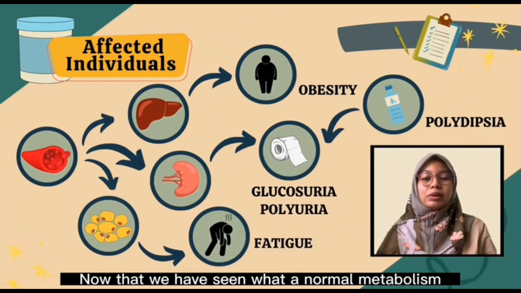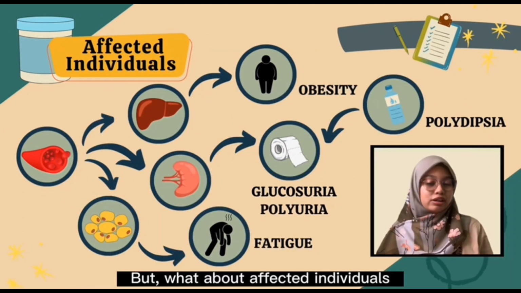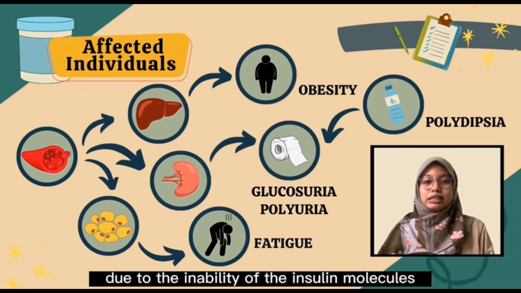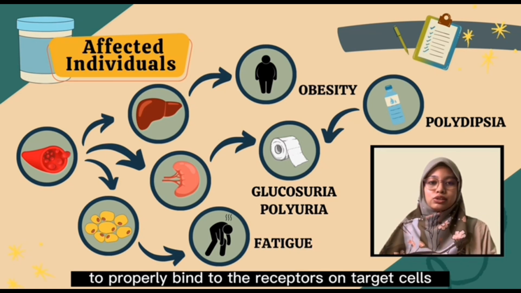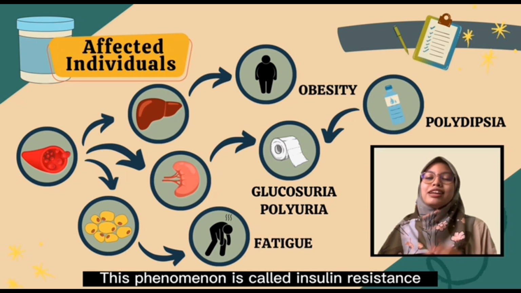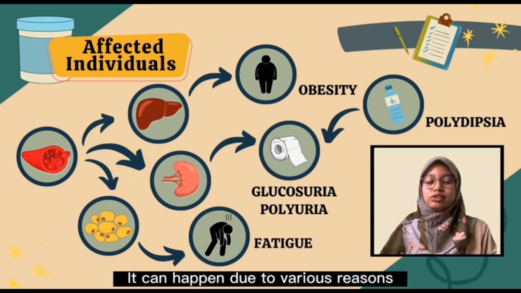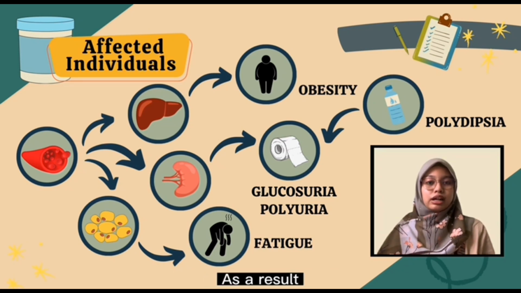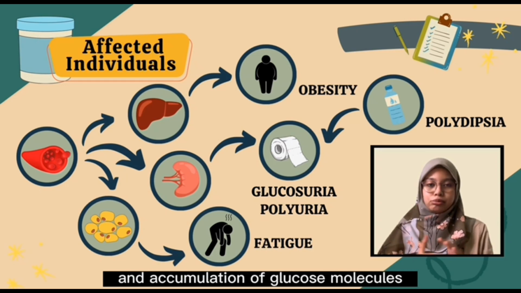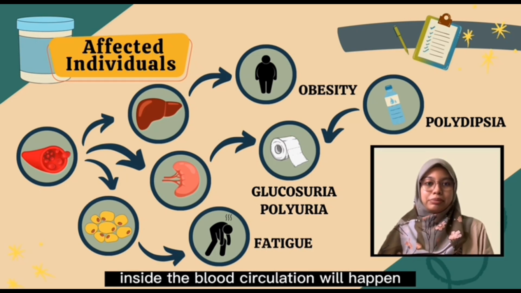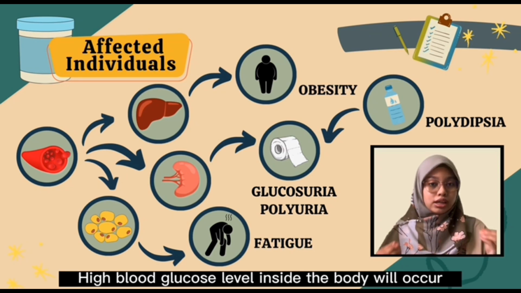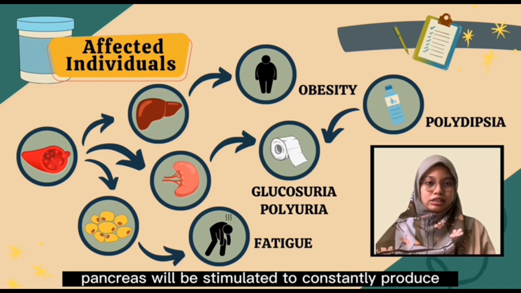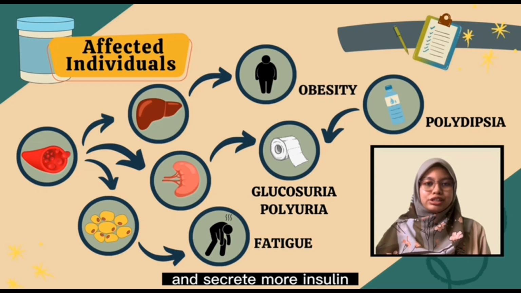Now we have seen what a normal metabolism in healthy individuals looks like. But what about affected individuals? In affected individuals, this metabolism cannot be maintained properly due to the inability of the insulin molecule to properly bind to the receptors on target cells. This phenomenon is called insulin resistance. It can happen due to various reasons such as genetics, family predisposition, dietary habits, and obesity. As a result, glucose cannot be taken up by cells and accumulation of glucose molecules inside the blood circulation will happen. High blood glucose level inside the body will occur for a longer duration of time. Due to high levels of blood glucose concentration, the pancreas will be stimulated to constantly produce and secrete more insulin.